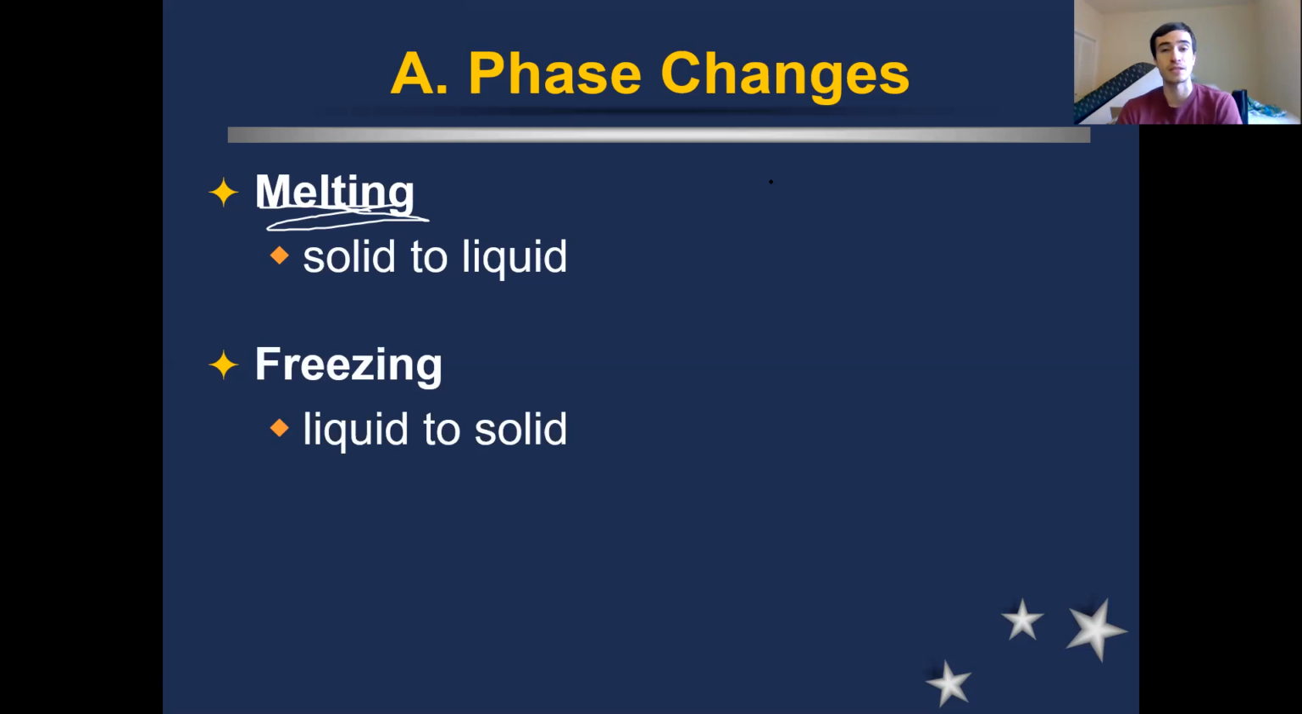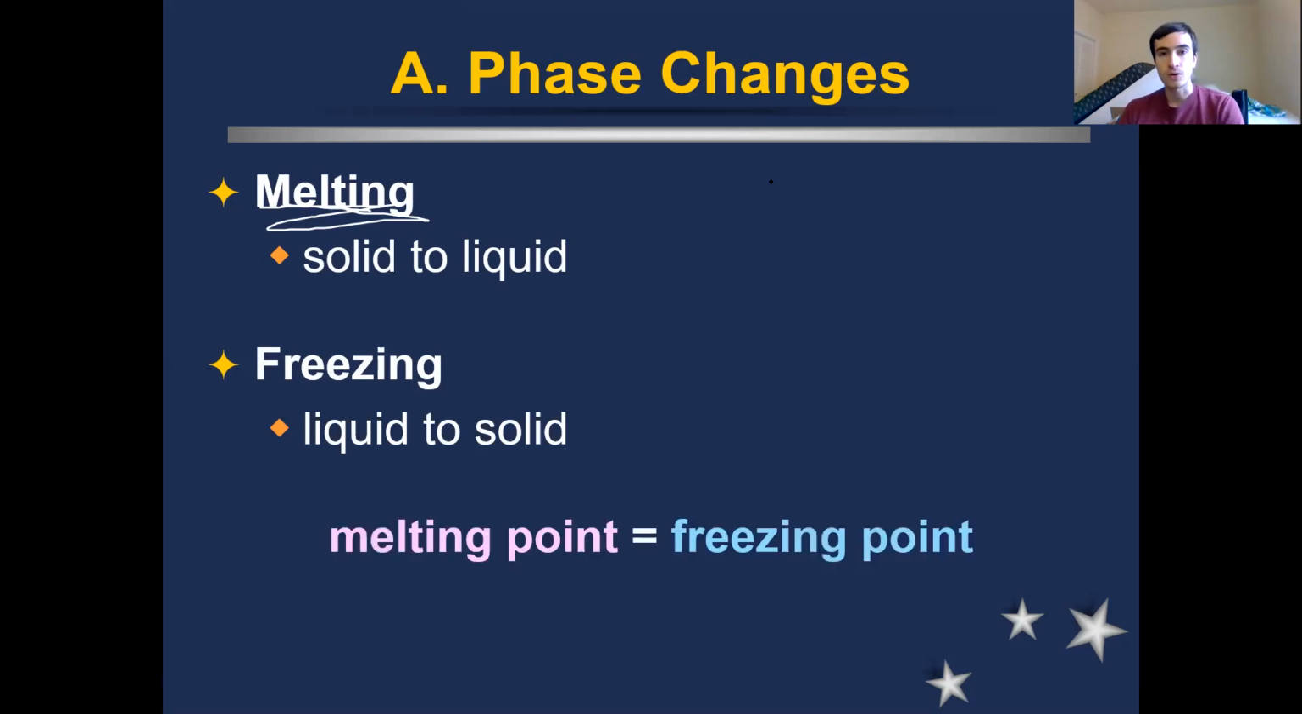So whenever we have something that's in its liquid form and we cool it to the point where it forms a solid, that is freezing. So we call the temperature at which this happens for a material either the melting point or the freezing point, depending on if you're talking about getting hotter or getting colder. These will both be the same.